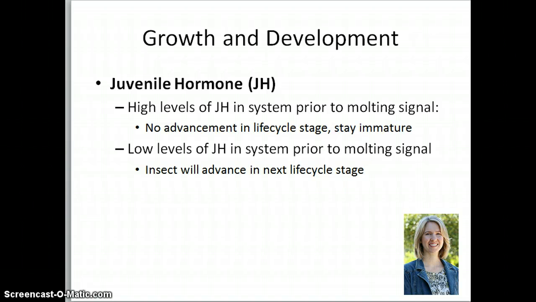This is important for chemical companies that want to control pests, because if they are reproducing this hormone, they can spray it, and an insect will continue to stay at an immature stage and not advance to an adult stage, therefore not being able to reproduce.